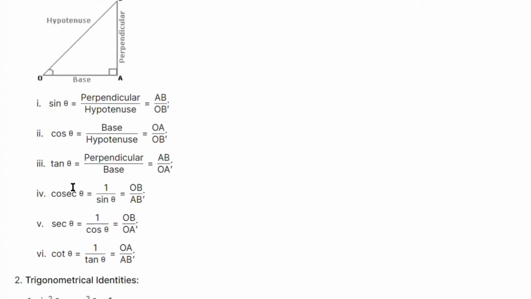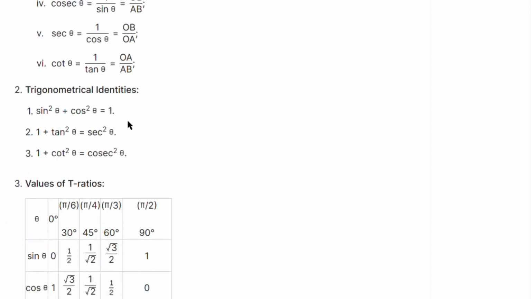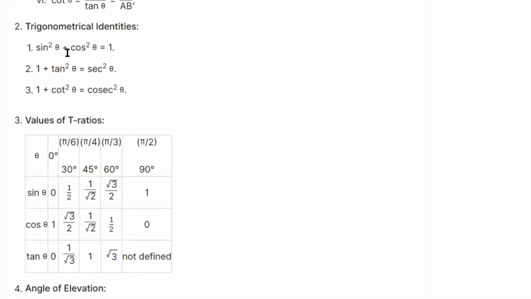Next, cosec theta is 1 by sin theta. That is OB by AB. Next, secant theta is 1 by cos theta, which means hypotenuse by perpendicular. Next, cot theta is 1 by tan theta, which means base by perpendicular, OA by AB.